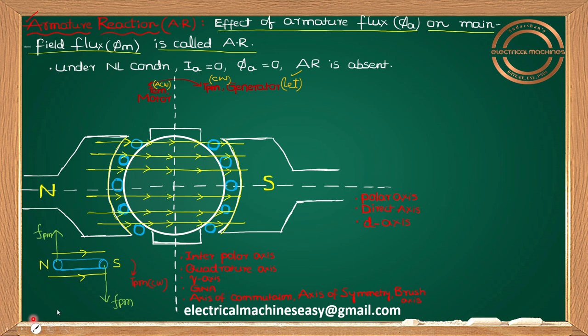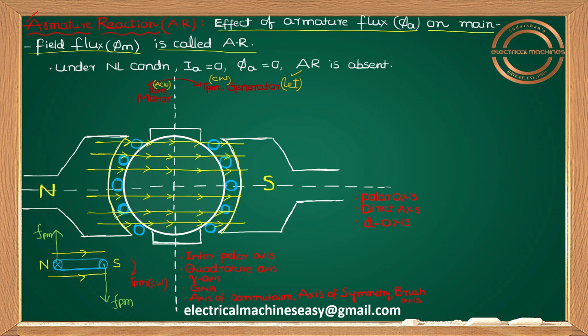whatever current is there, the direction of that current: you'll get a cross, into the board, into the laptop. Similarly, if you apply it in the conductor which is under the south pole, once again your thumb indicates the direction of your FPM and your forefinger indicates the direction of your green color, the magnetic field. The direction of EMF or current will be out of the board, nothing but a dot. Okay guys, dot.